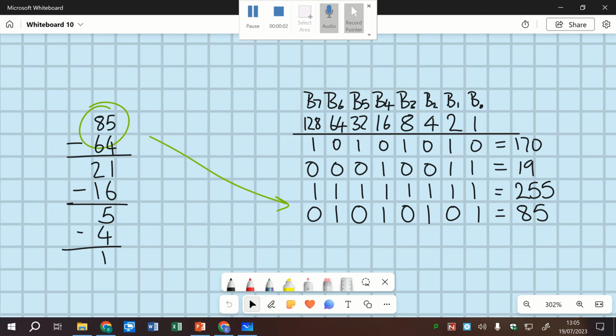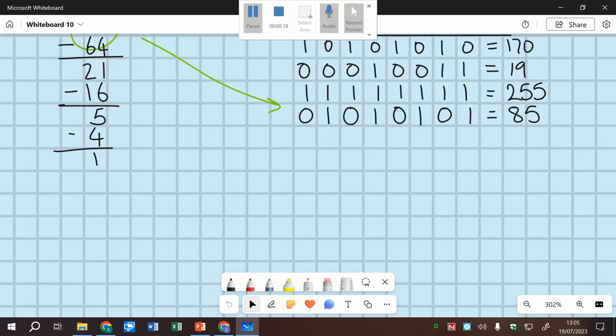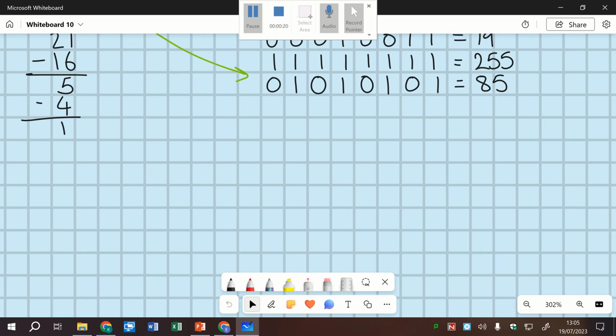Okay, so now we've successfully coded the binary. We've now got to convert this into hex, and it's actually not too bad. We're going to take each of the first 4 digits and the last 4 digits, and we're going to convert them separately. All right, so I'm going to start with these 4 digits over here.